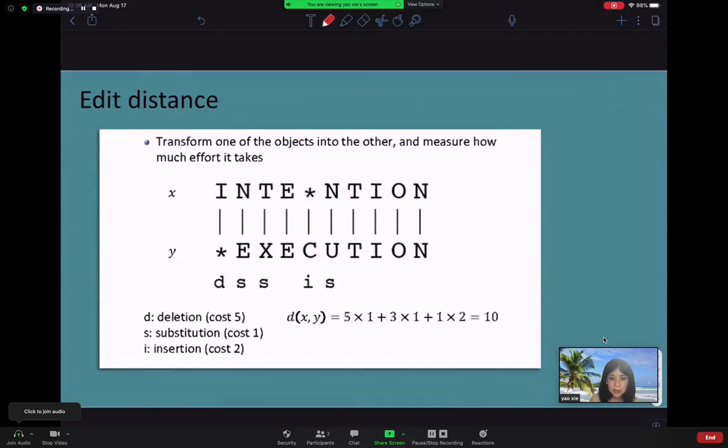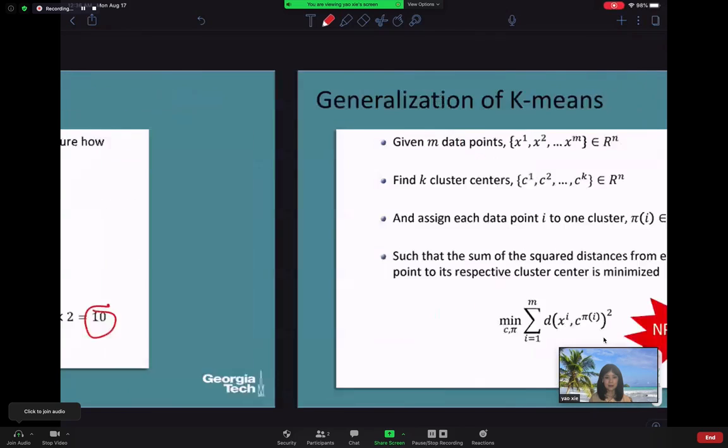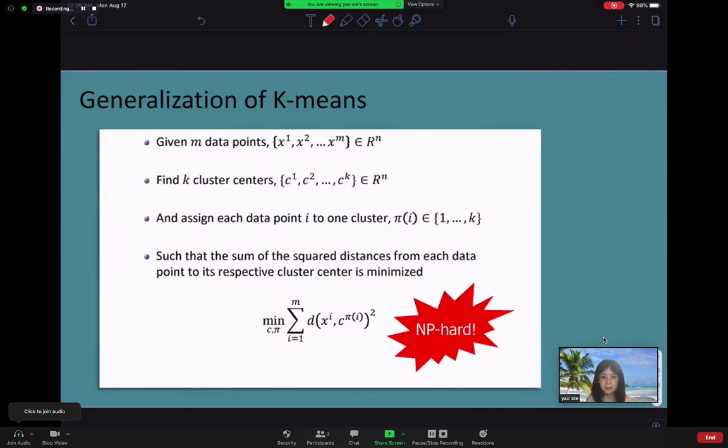And in natural language processing, understanding English, there's something called the edit distance. This is the number of edits that have to be made to transform one string into another string. For example, this is intention into execution. You can see how many edits, for example, define deletion as cost 5, substitution as cost 1, insertion as cost 2, and you have to make 1 deletion, 3 substitutions, and 1 insertion. The total edit distance becomes 10. All right, so you can verify this is a valid distance as well.